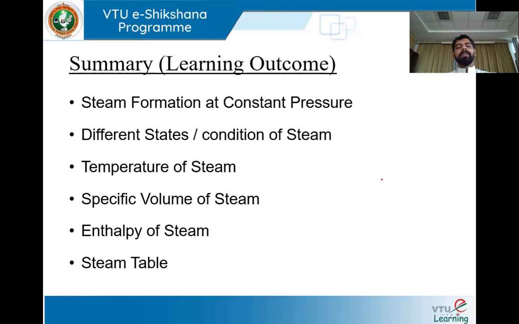And apart from that, we discussed how to make use of the steam table. Basically, there are two tables, the temperature table and the pressure table. If the temperature is given, refer to the temperature table. If the pressure is given, refer to the pressure table. Referring to this table, we have to note down certain properties of the steam and then find whatever is asked in the numerical. So these are the learning outcomes of this particular lesson.